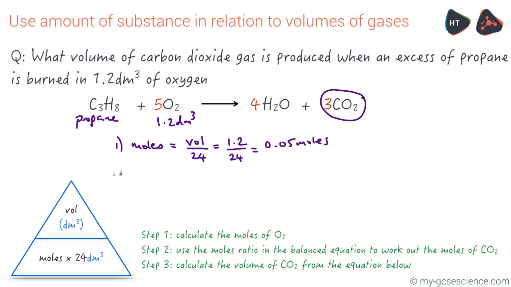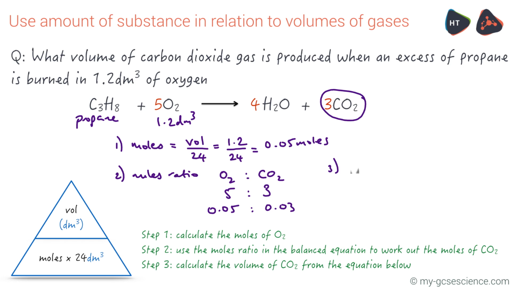Now we need to use the moles ratio to find out how many moles of carbon dioxide we had. In this equation, we have 5 moles of oxygen to 3 moles of carbon dioxide. This means if we have 0.05 moles of oxygen, we must have 0.03 moles of carbon dioxide. Okay, so now we have the information we need to calculate the volume of carbon dioxide.